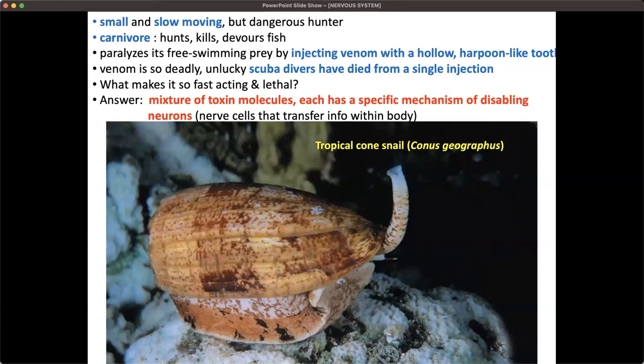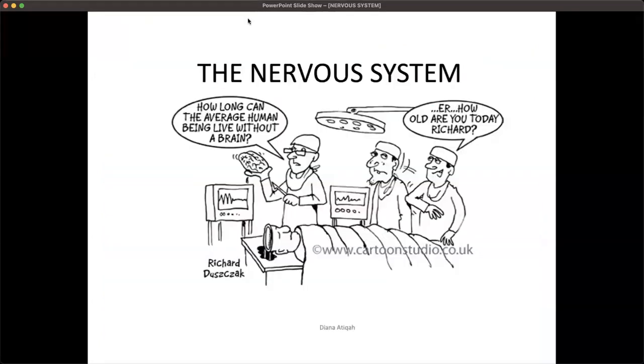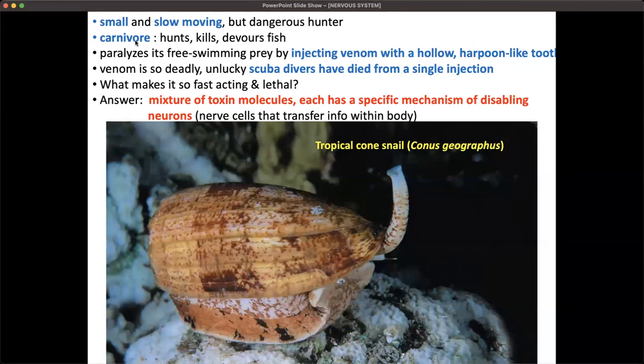This is just an example, just an intro. It's a tropical cone snail. They are small and slow moving, but they are dangerous hunters. They are carnivorous. They hunt, they kill, they can devour fish. Can you imagine that? It is able to paralyze its free swimming prey by injecting venom with a harpoon-like tooth. The venom is so deadly that unlucky scuba divers have died from a single injection from this tropical cone snail.